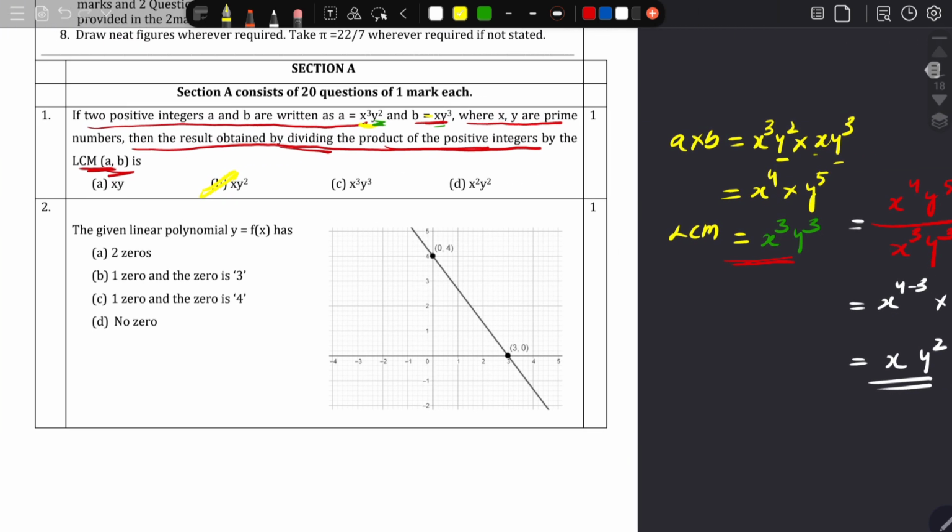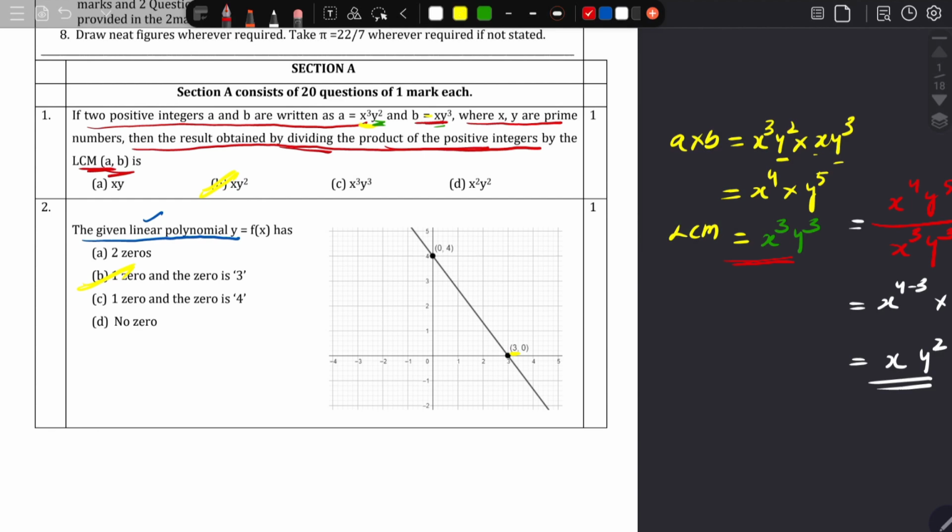Okay, let's move to the second question. The given linear polynomial y is equal to f of x has how many zeros. Remember, it's a linear polynomial, as they themselves mentioned. A linear polynomial means the degree is 1, and degree 1 means definitely 1 zero. That zero must be where the graph touches the x-axis, touching at 3 comma 0. So the linear polynomial has 1 zero and the zero is 3. So option B is absolutely right.